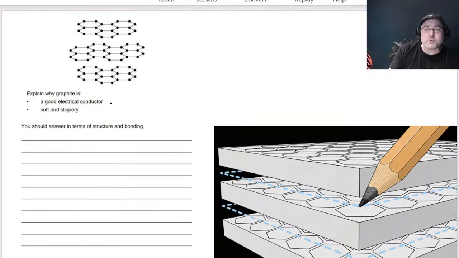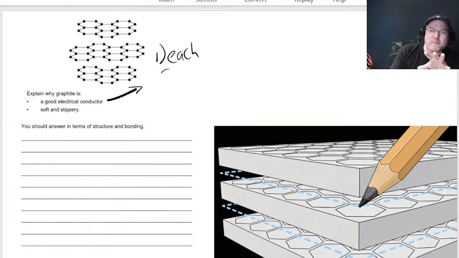A good electrical conductor. So 3 points for the electrical conductor bit. Let's do that first. Point one, why is it a good electrical conductor? This is the bit that you might miss. Don't beat yourself up if you get 5 out of 6, that's still pretty good. Each carbon bonded to 3 others.